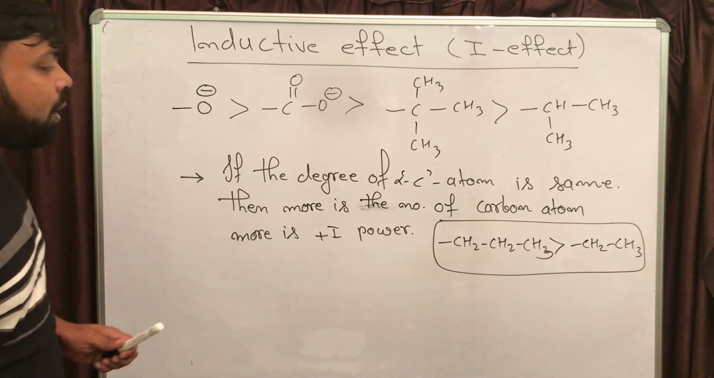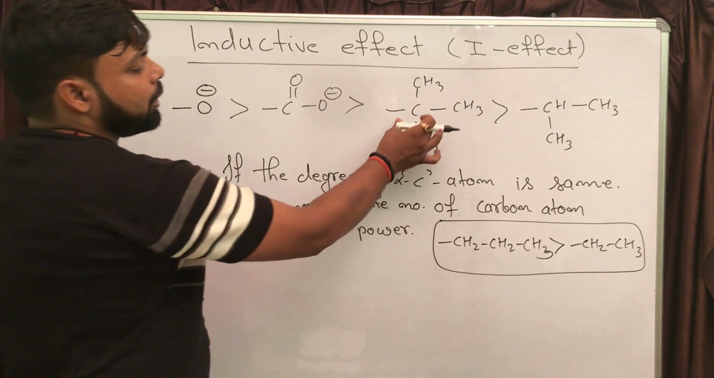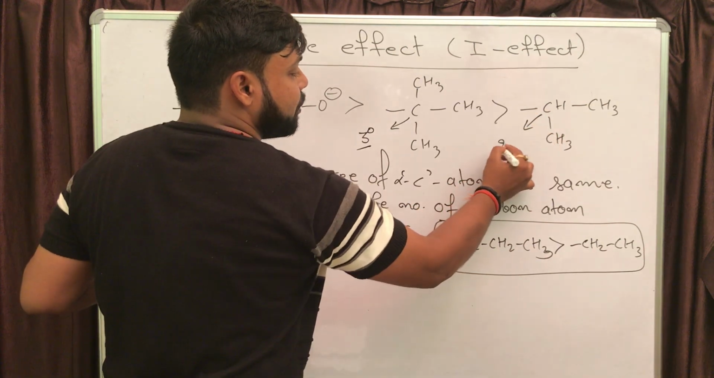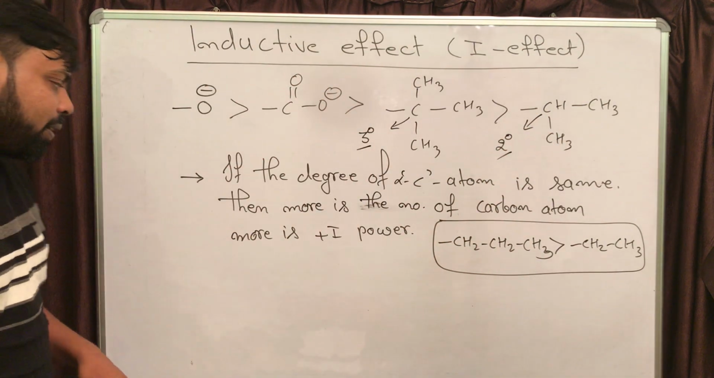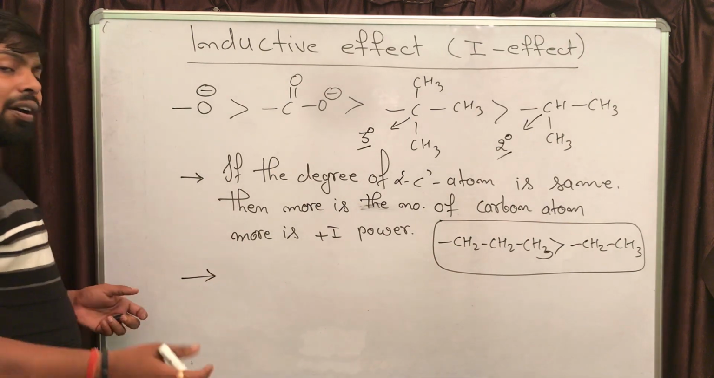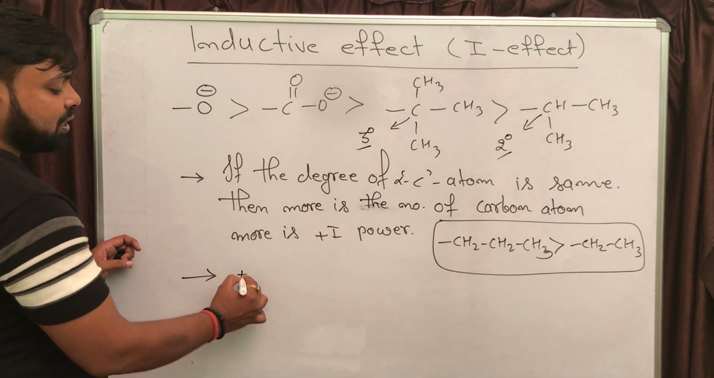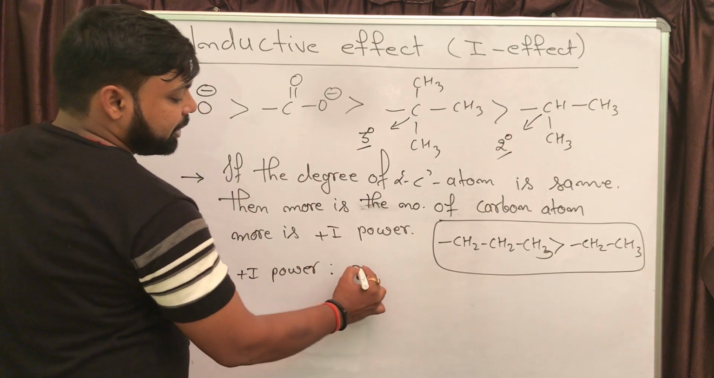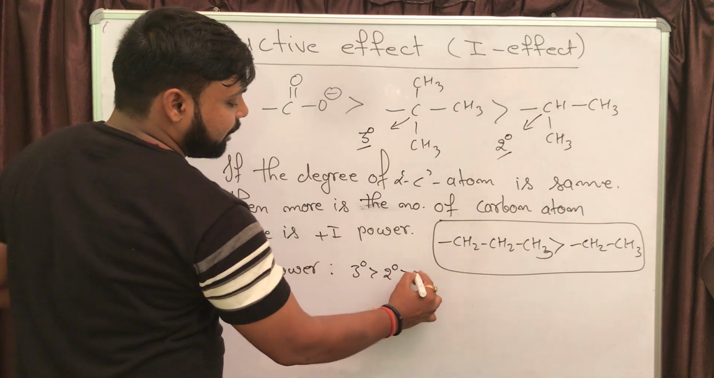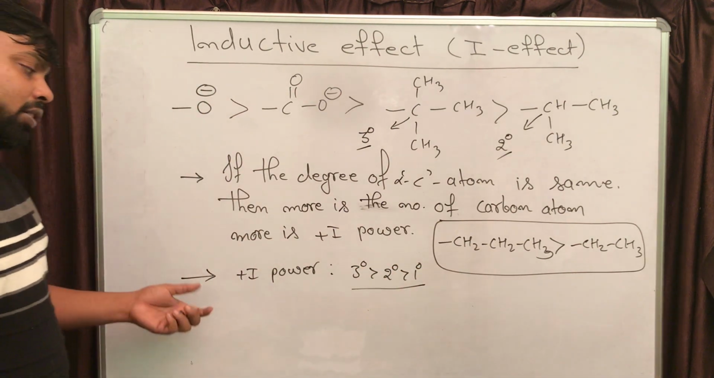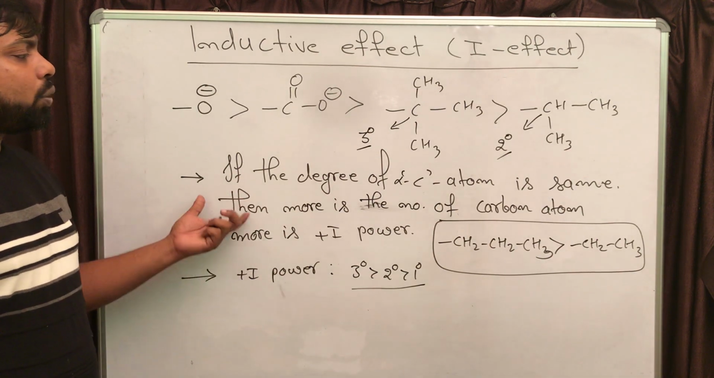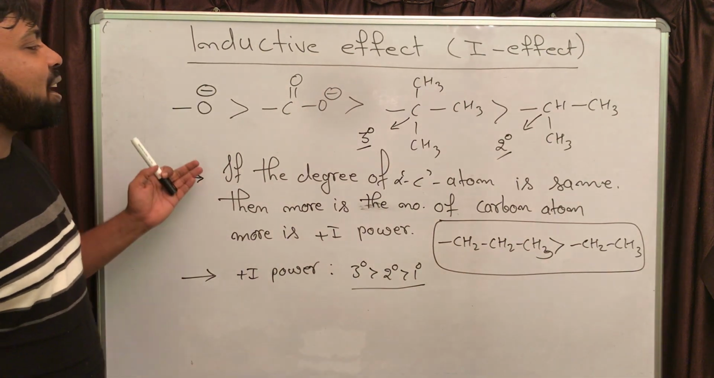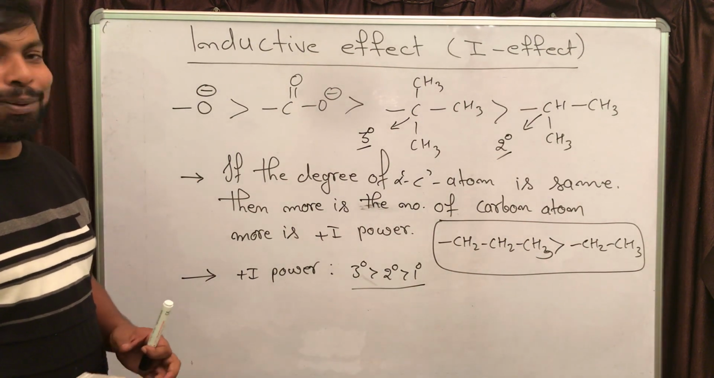Next, one more thing. If you observe the degree now, here the alpha carbon is 3 degree and the next one is 2 degree, and if you observe the series, the next one is 1 degree. So you can keep in mind, if the degree is changing, then the plus I power of alkyl group 3 degree will be more than 2 degree, and then it will be more than 1 degree, right? This is also important. Just keep in mind these two important points and also the series, then only the problem can be solved. This was our plus I group and plus I effect.